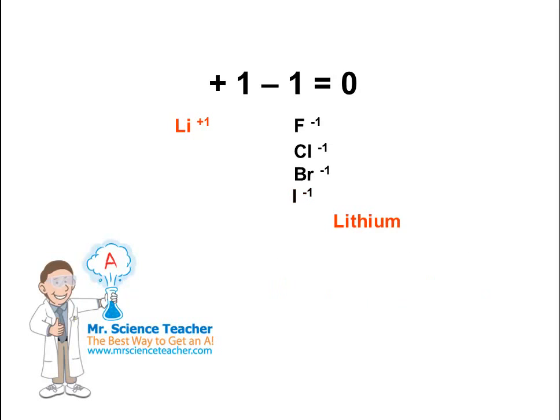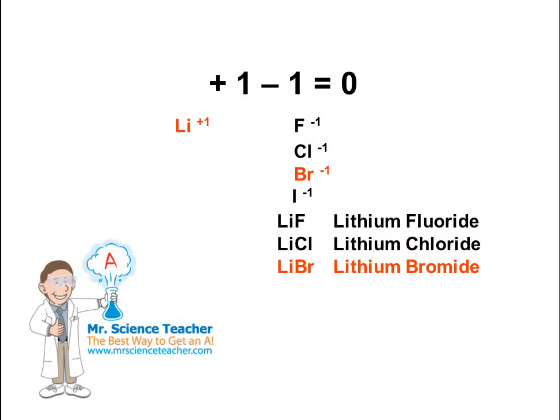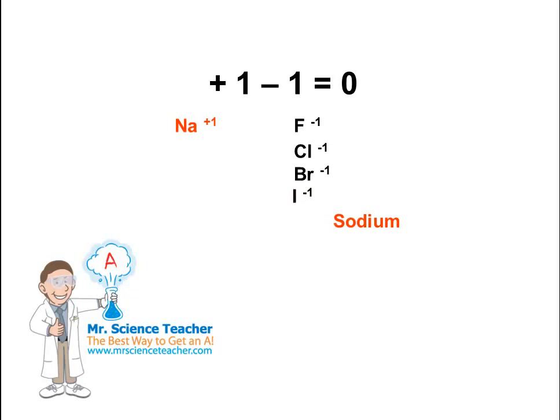Let's work with lithium. Lithium is a +1. Fluoride is a -1. Stick them together. Lithium fluoride. Lithium chloride. Lithium bromide. Lithium iodide. See? LiI. Lithium iodide. +1 - 1 equals 0. Again, +1 - 1.